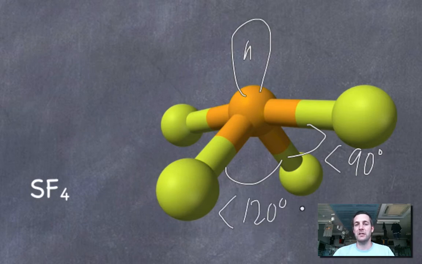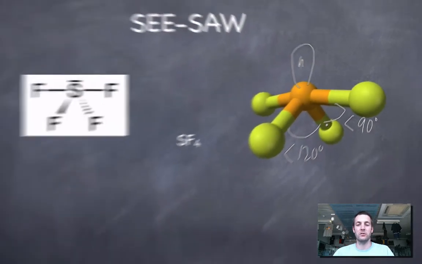And you don't have to put figures to these, you just have to say, well, that angle will have shrunk and that angle will have shrunk, so they'd be smaller than whatever they would be in the trigonal bipyramid. So it's a seesaw, it's called.